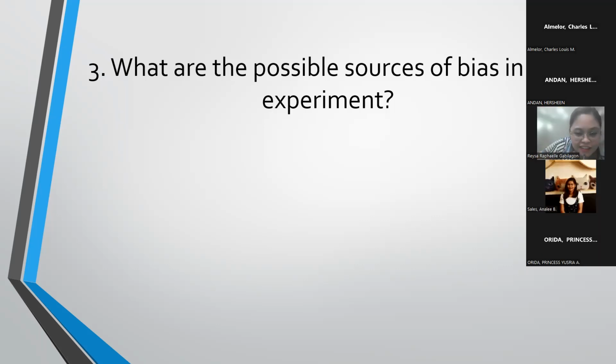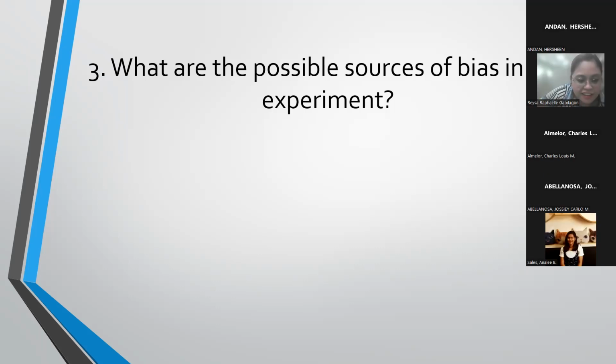Next, Hershin. In connection lang po sa sinabi ni Jassy, ma'am, selection of subject is also considered a source of error, considering that it is another bias that arises since the students select subjects that are more likely to generate the desired result. Okay. Sige.